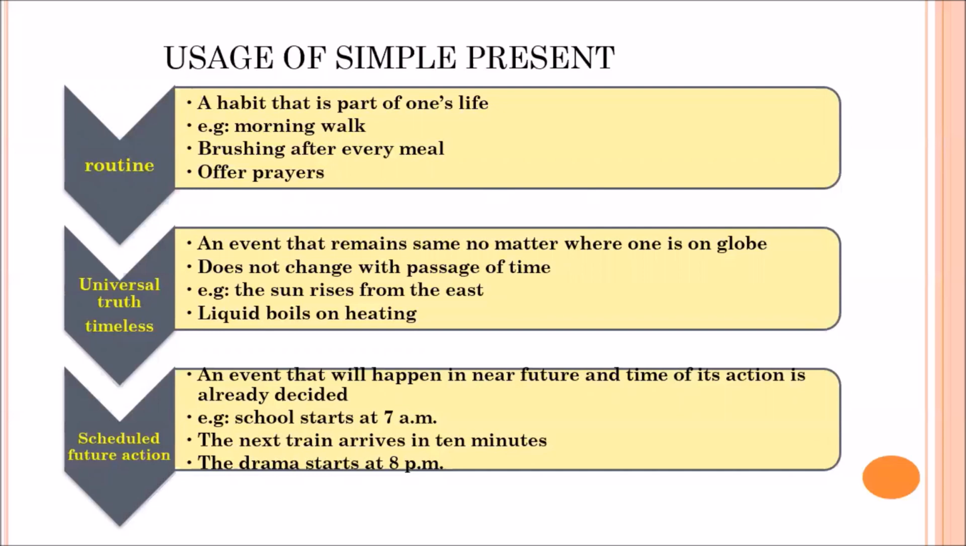And last is scheduled future action. An event that will happen in the near future and the time of its action is already decided. School starts at 7 a.m., the next train arrives in 10 minutes, and the drama starts at 8 p.m. I hope so far you are clear about the use of simple present tense and the areas it covers in speech and writing.